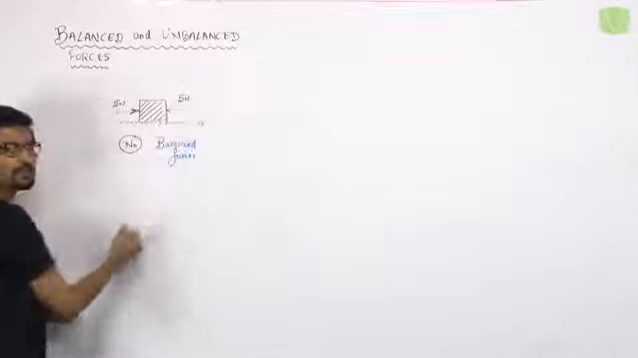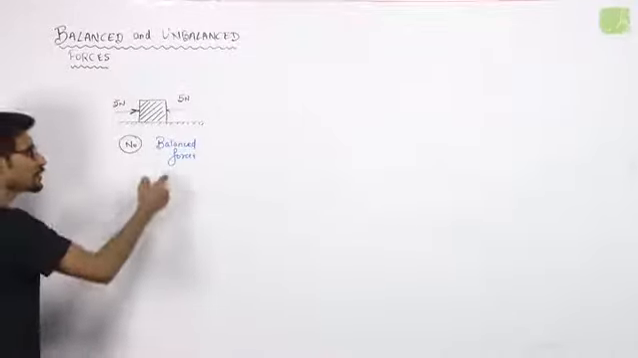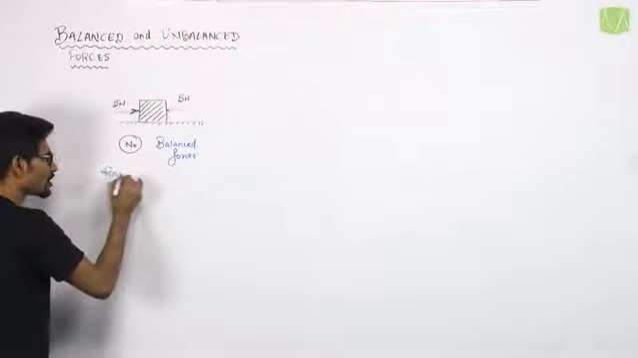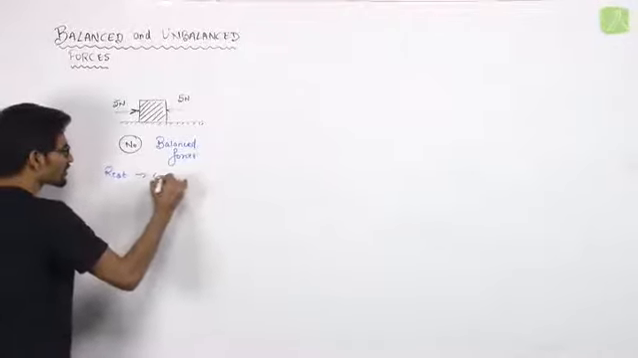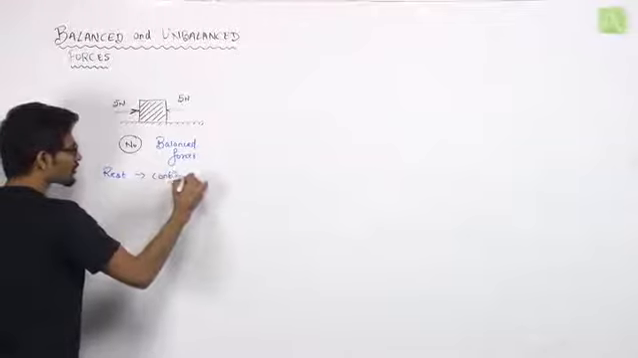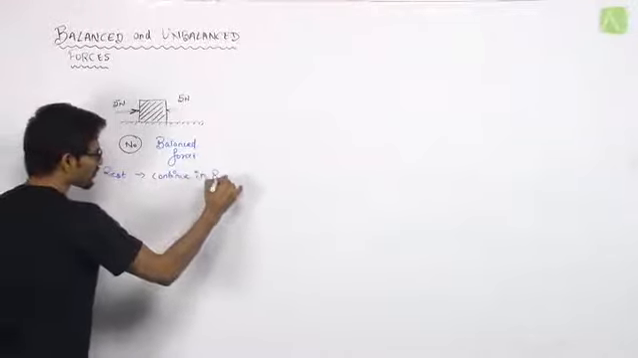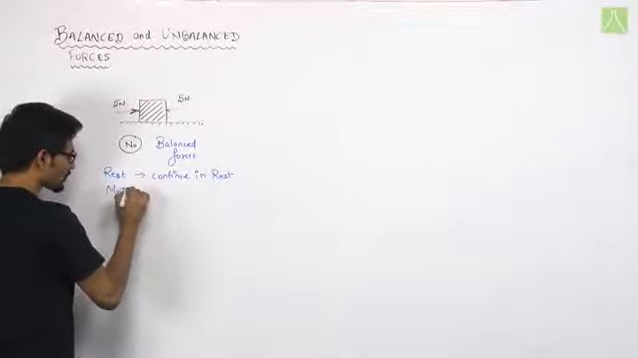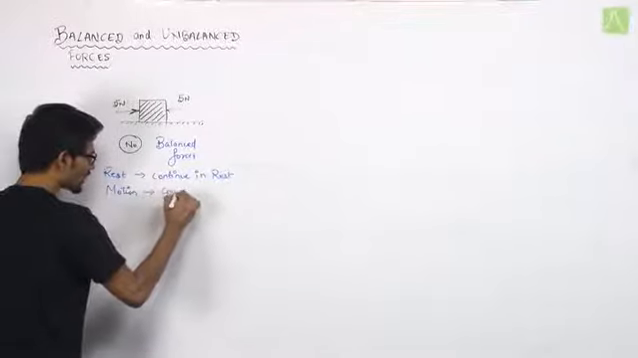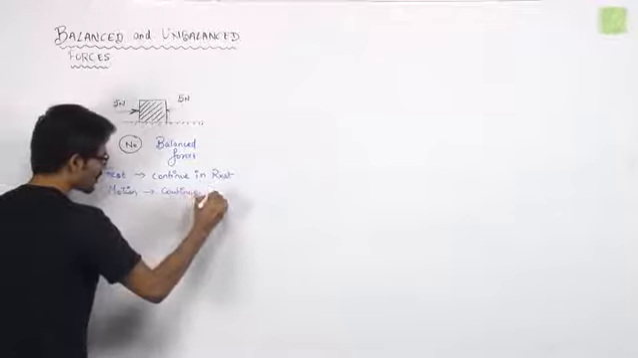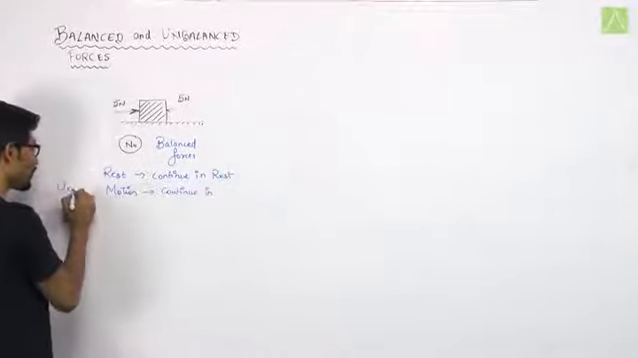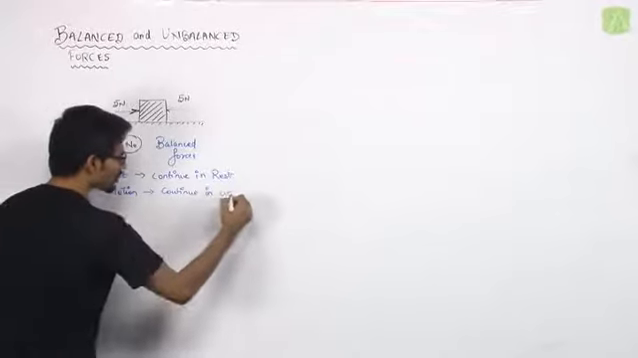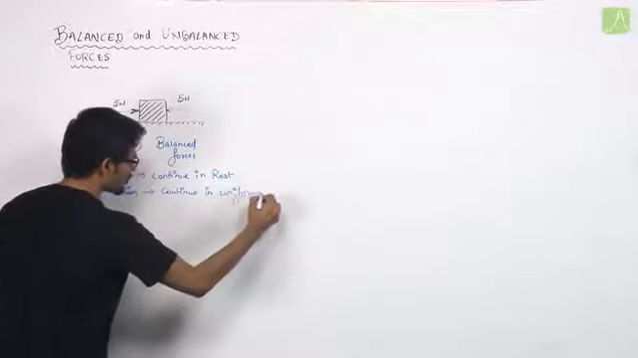5 Newton ने 5 Newton को क्या कर दिया? Balance कर दिया. तो ये forces क्या कहलाएंगे? Balanced forces. अगर body rest पे है, it is going to continue in rest. And if a body is in motion, sorry, if the body is in uniform motion, which type of motion? Uniform motion, it is going to continue in uniform motion.